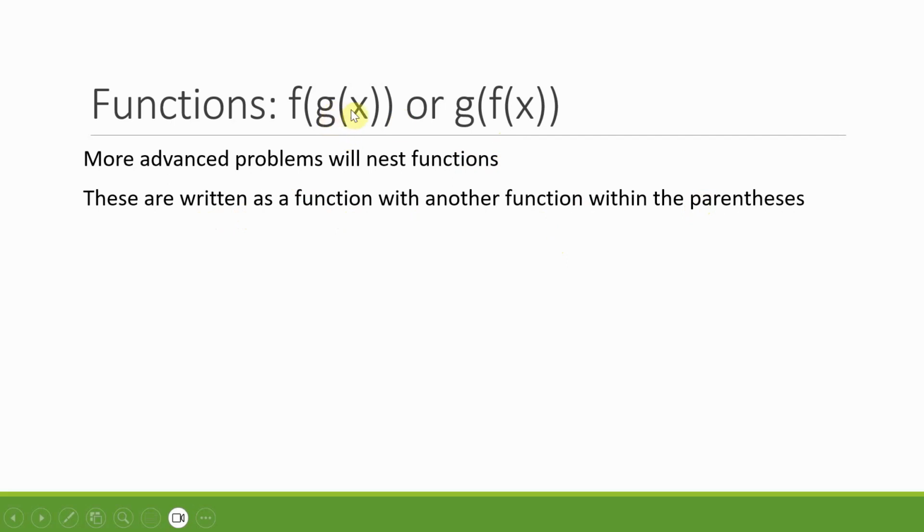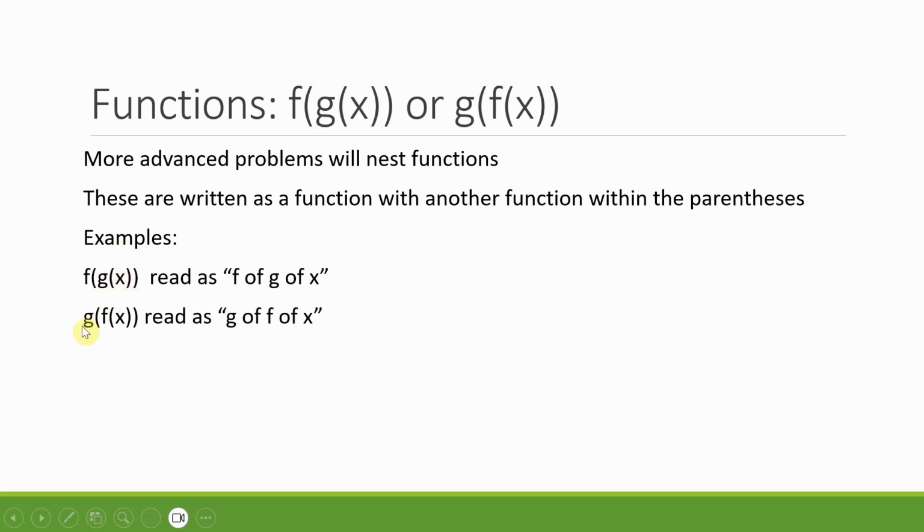These are written as a function with another function within the parentheses. Here I have g of x within the parentheses of function f, whereas here I have the f of x function inside of the function g. How do I read these? You read from the outside in: this would be f of g of x, whereas this one would be g of f of x. You don't have to know that for the ACT because it's a written test, but since this is a video, I want you to understand what I'm saying.